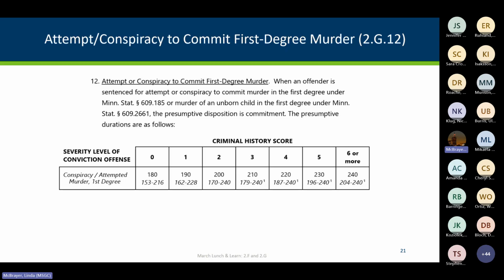a severity level 12. And then this is the mini grid contained in 2G12 that tells you what the presumptive sentence is, not exceeding 240 months, which is half of the life sentence, but it also comes from statute. Sometimes you just gotta accept that the maximum for an attempted or conspired to commit first-degree murder is 240 months.